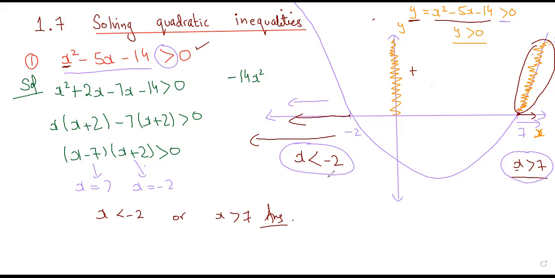I'll clear the screen. Let's talk about another example and then inshallah, you would get a better understanding of this topic. Let's talk about example number 2. It is 2x squared plus 3x less than or equal to 27. Again, the question is to solve this quadratic inequality. So we know step 1 is to just factorize the quadratic part. So I can write it as 2x squared plus 3x minus 27 less than or equal to 0. This is what I have.